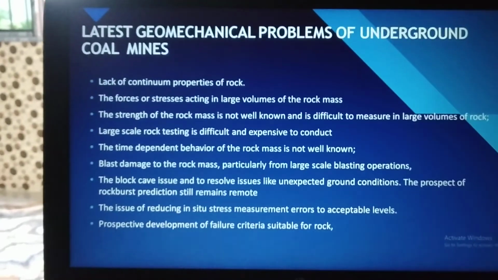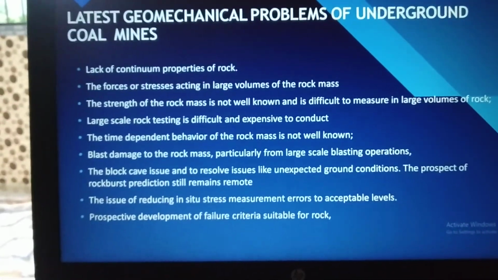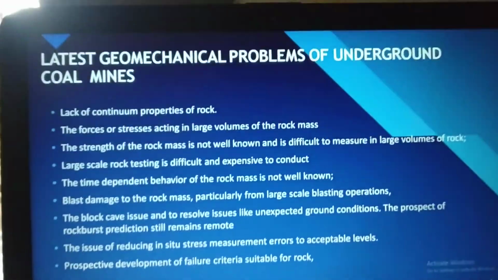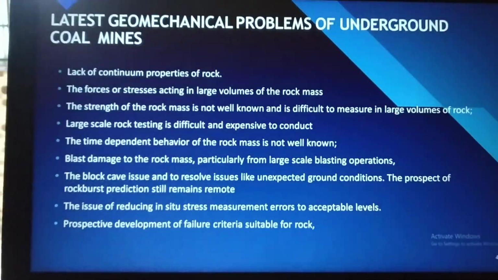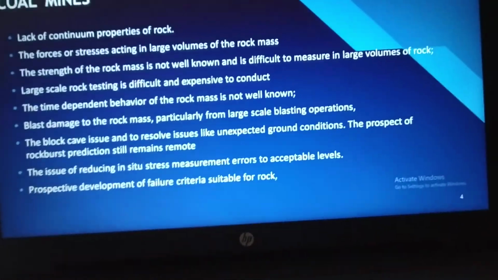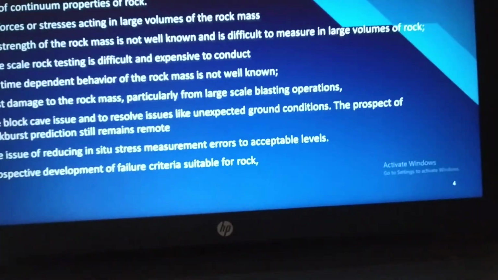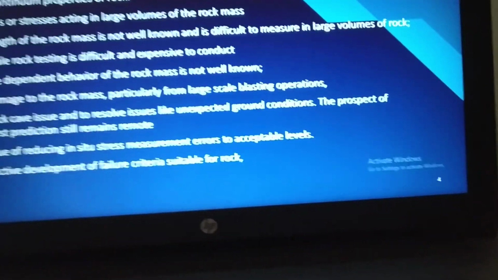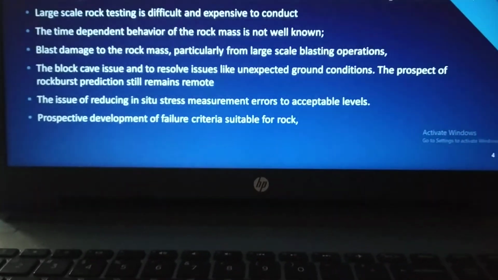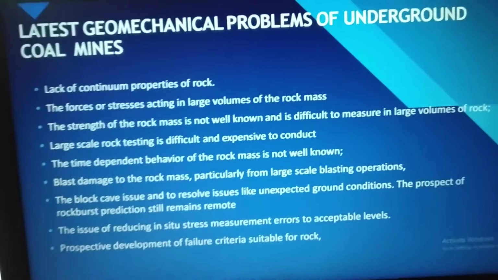The sixth one is the issue of reducing the in situ stress measurement. Since there is no particular derivation for the measurement of in situ stresses, as they are not particularly available with a lot of data, it becomes difficult for us to calculate the in situ stresses. Then we have the failure criteria suitable for the rock. Since all these rocks are completely different as per their properties, it becomes difficult for us to determine the failure criteria of the rock, and it can only be determined by using the geomechanical properties of the rock.